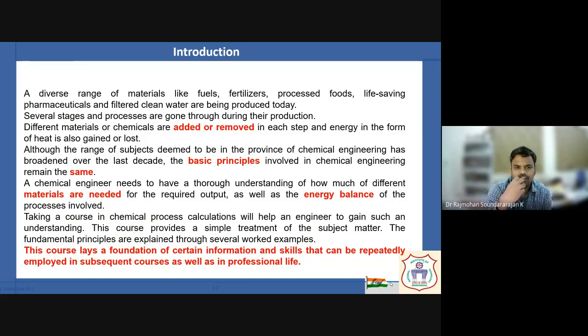As a chemical engineer, we should have a thorough understanding of how much of different materials are required, in liquid form, solid form, or vapor form, or it may be a catalyst. How much catalyst is required for a given system? Not every material is cheaply or freely available. Even if it is freely available somewhere 500 kilometers away, there is a cost involved in transporting that resource to the industry, right? So some cost is involved.